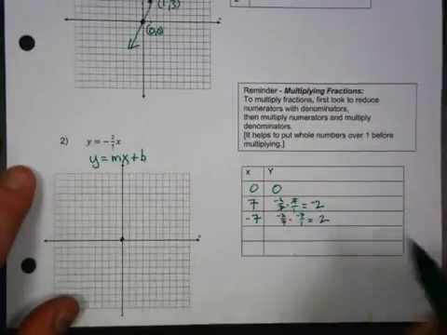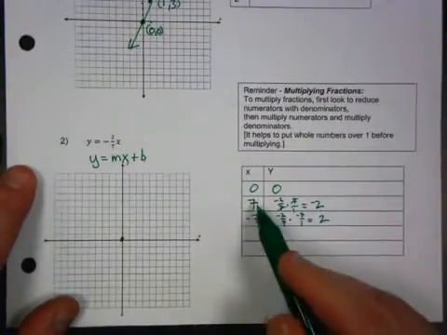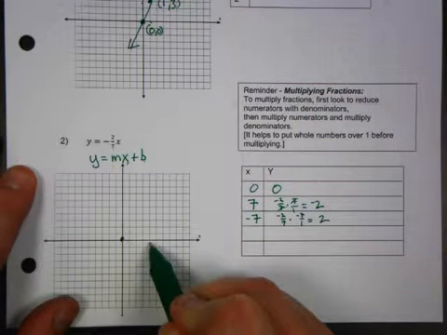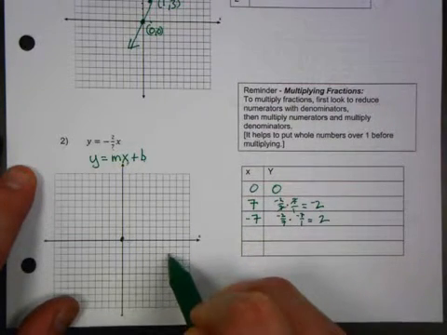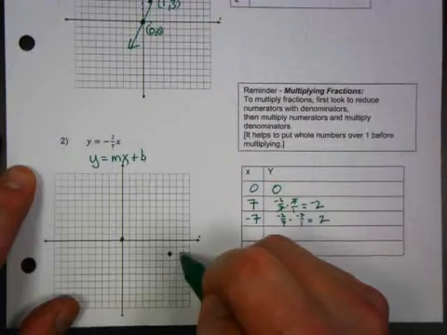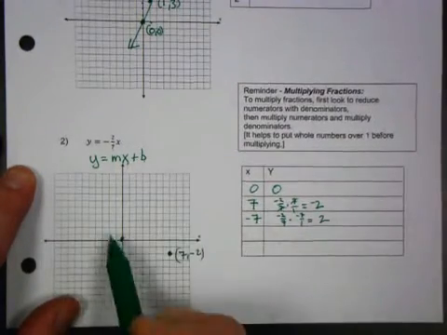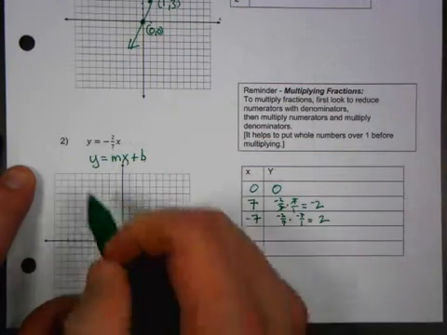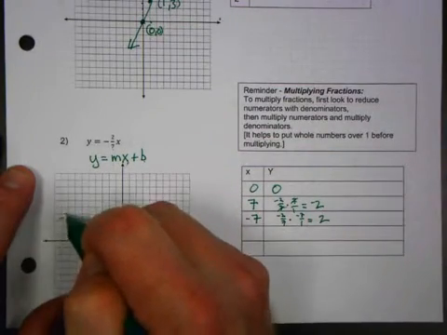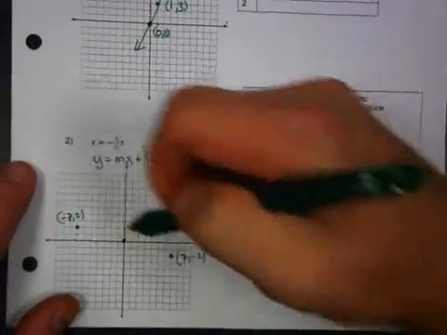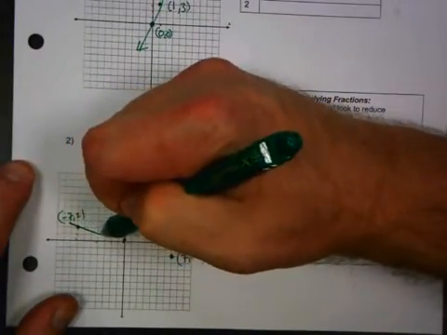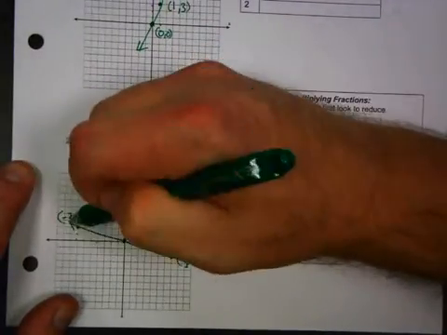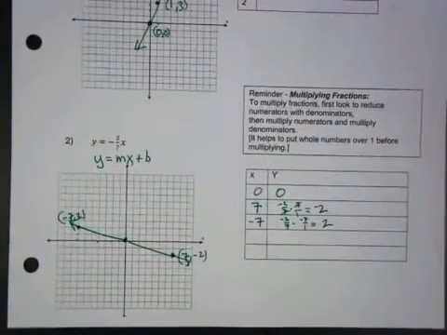All right. So we have 0, 0. That's right there. We have 7, negative 2: 1, 2, 3, 4, 5, 6, 7, and 1, 2. And negative 7, 1, 2, 3, 4, 5, 6, 7, positive 2 right there. And we could draw a nice straight line. So nothing new so far, right?